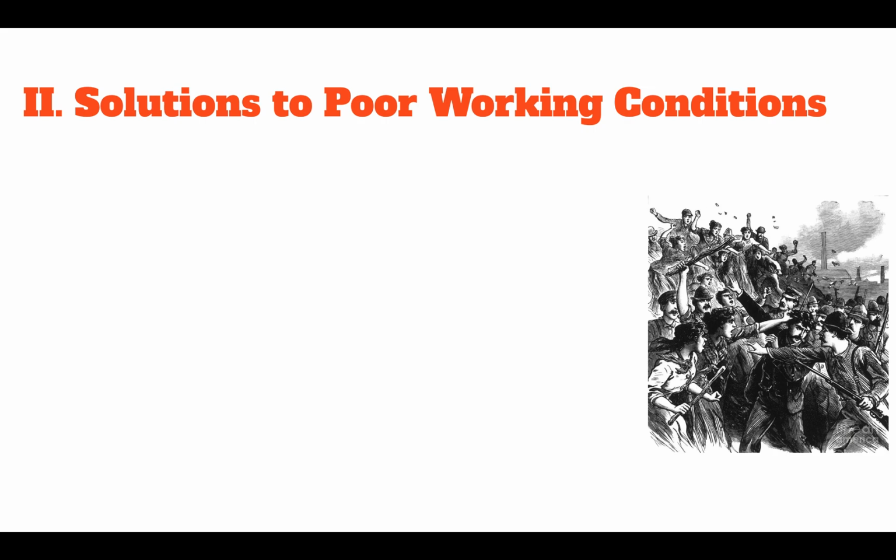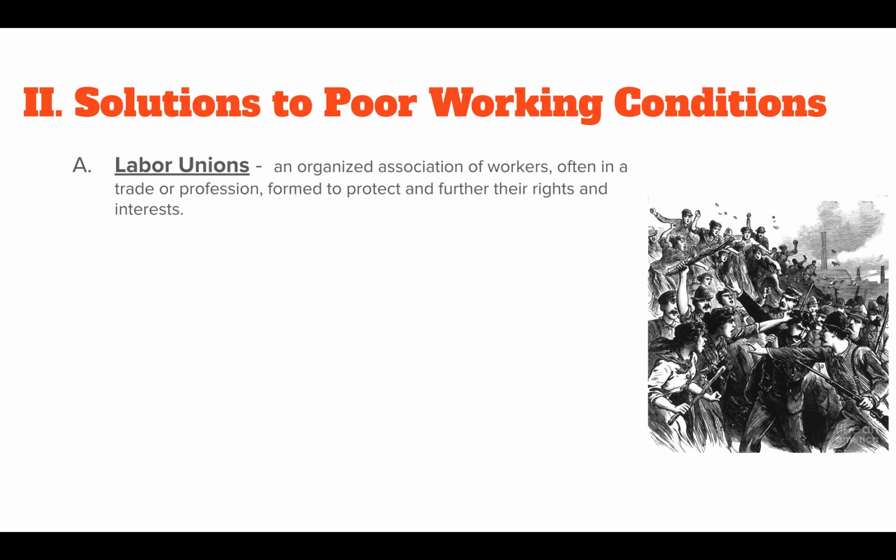Another solution was solutions to poor working conditions. So uppercase A is labor unions, the first solution to poor working conditions. A labor union is an organized association of workers, often in a trade or profession, like let's say steelwork, formed to protect and further their rights and interests. Here's an image from the Homestead strike, and that's the violence that broke out as a result of the strike. These are the steel workers that organized to form a union. They were trying to further their interests, and a lot of times that was for fair pay, good working conditions, and fair hours.